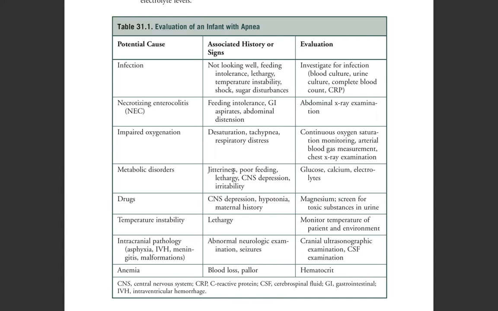How will the baby present? Jitteriness, poor feeding, lethargy, CNS depression, and irritability. So then O is oxygenation. The baby will be desaturating, tachypneic, respiratory distress will be there. Start on oxygen. If there is more distress, start on CPAP. Do an ABG measurement. Get a chest X-ray. What is the cause for distress? If there is pneumonia, start on antibiotics.